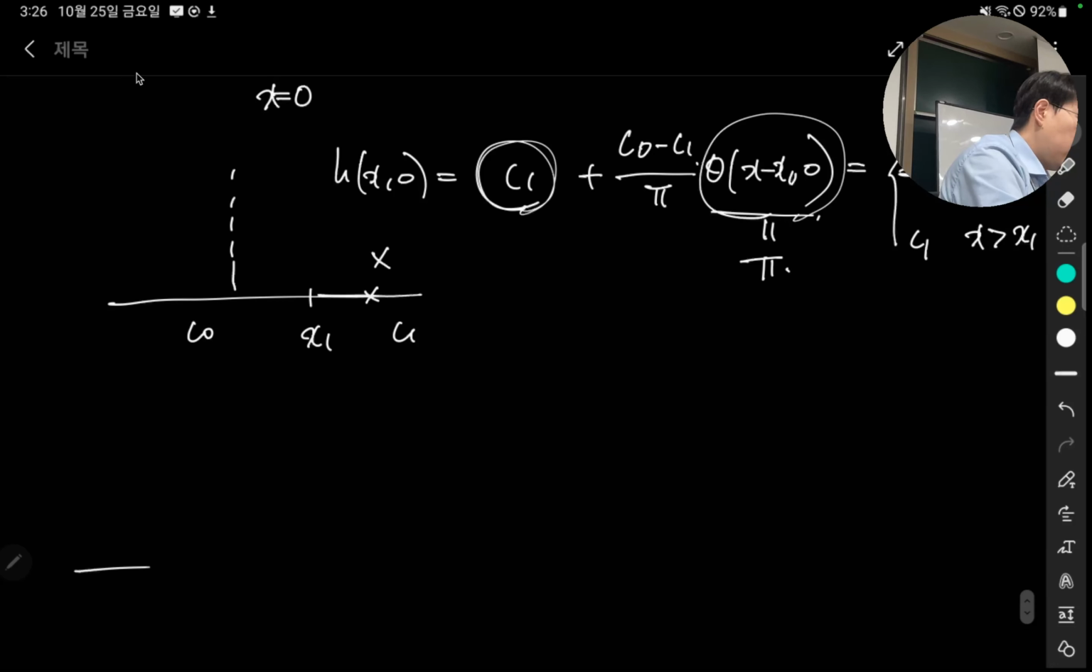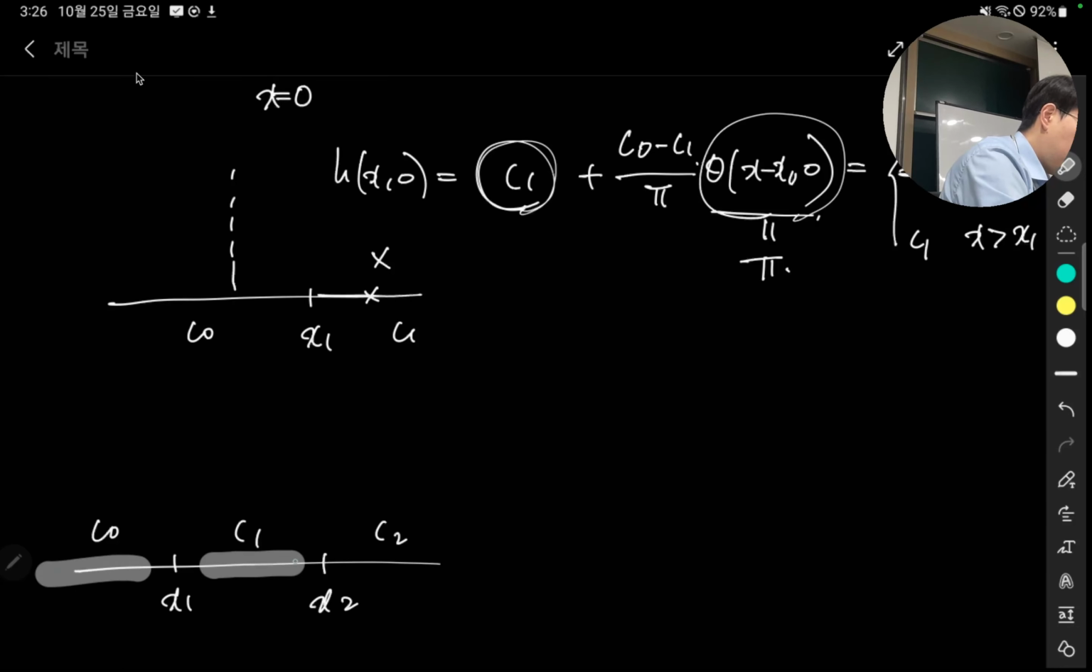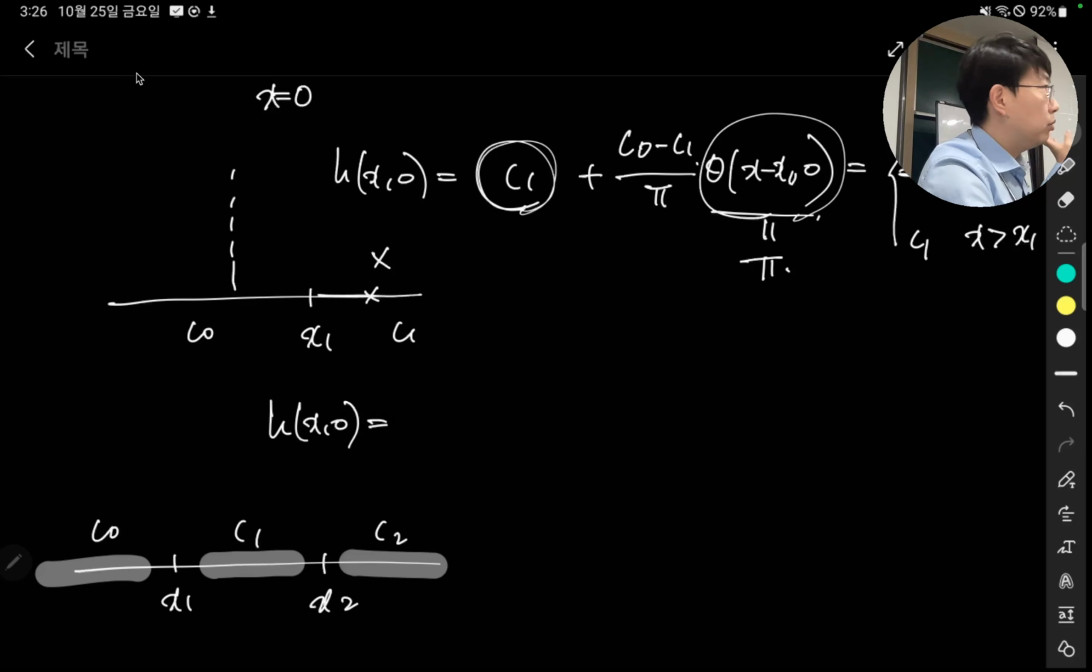So here's another equation. Let's say I have 2 points and I want the value of the function to be c0, c1, c2 on these three boundaries. Here, here, here. I want to have all different 3 values. And I'll still want the harmonic map, so I still have to use the theta function. Now it's complicated. I need to use 2 theta functions here. So I want to have a C2 on here.